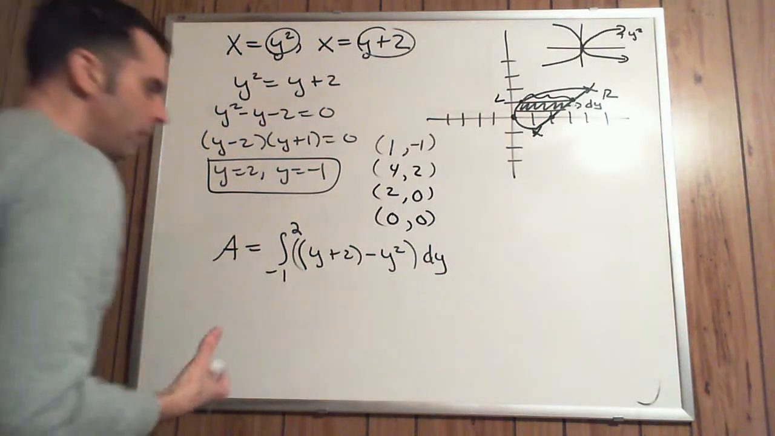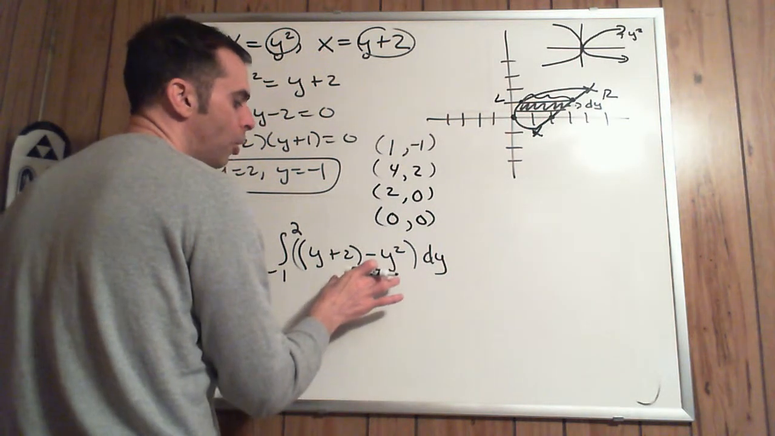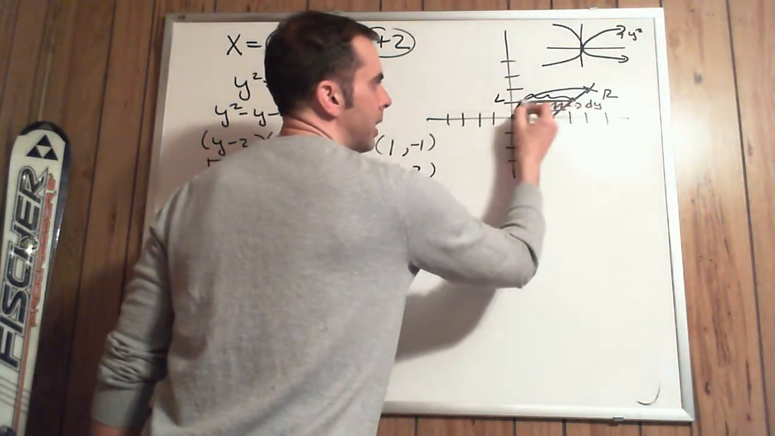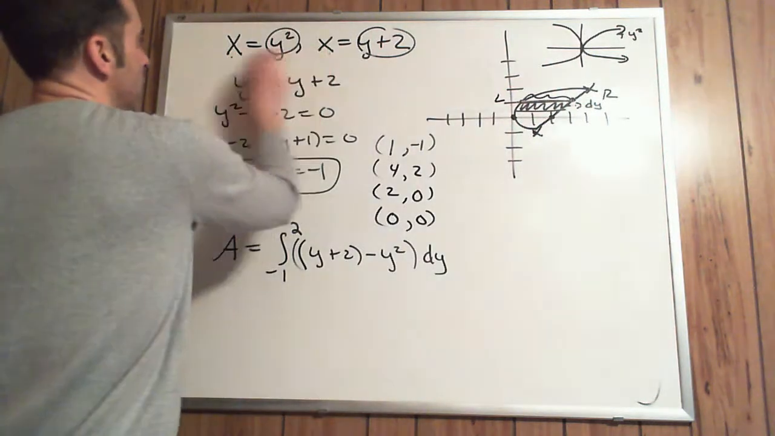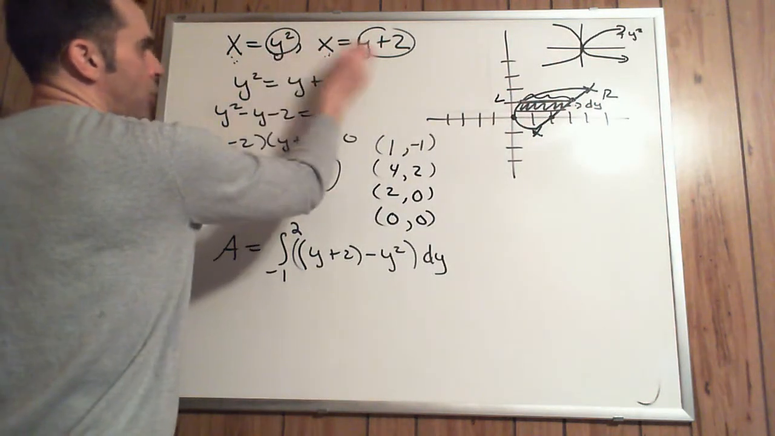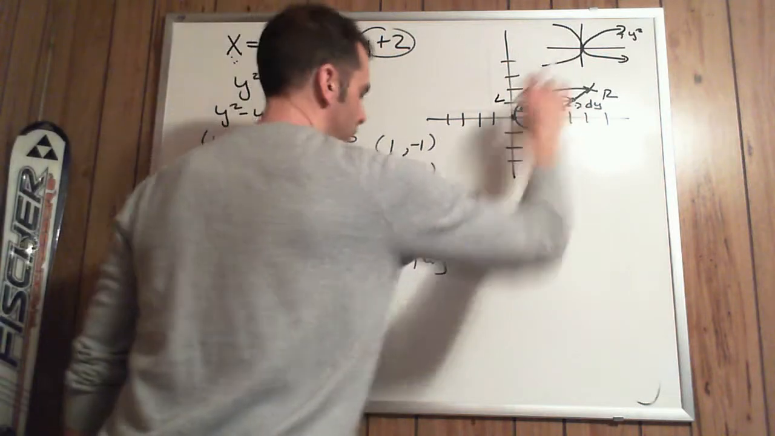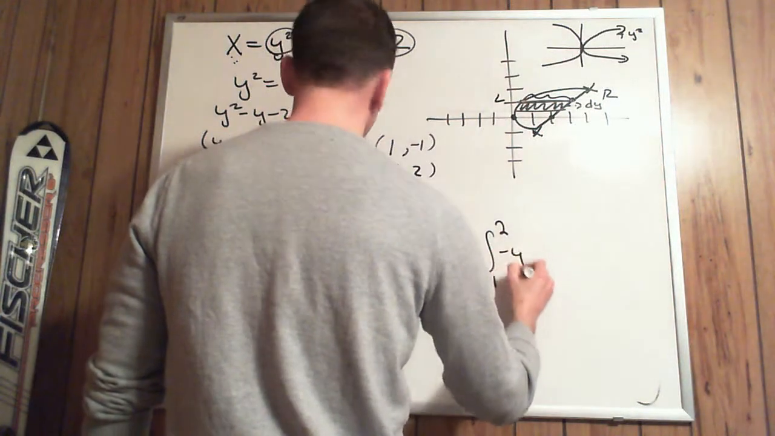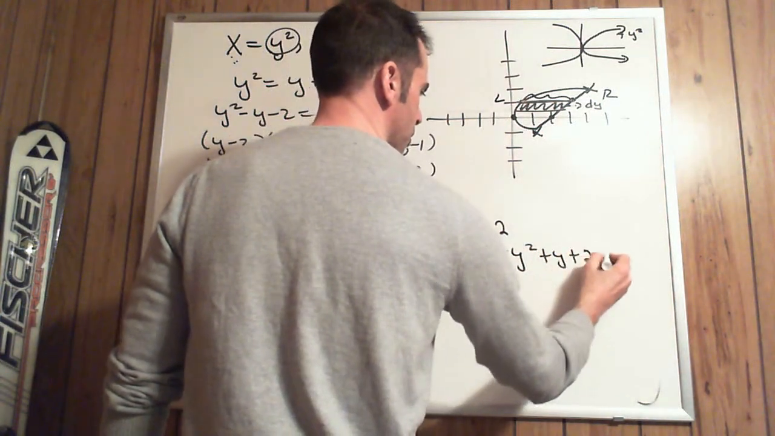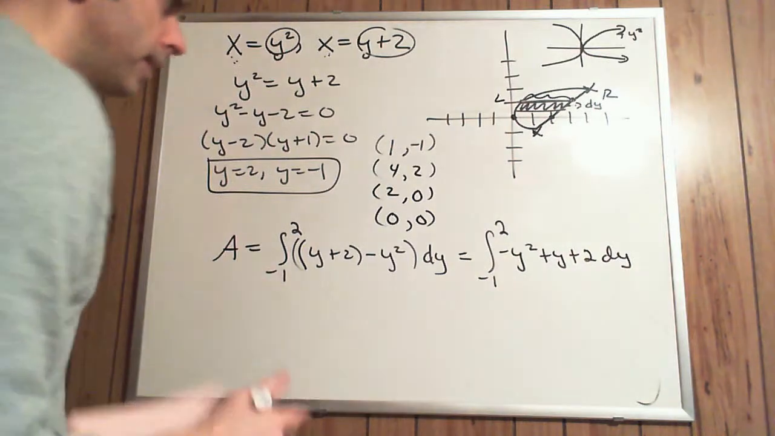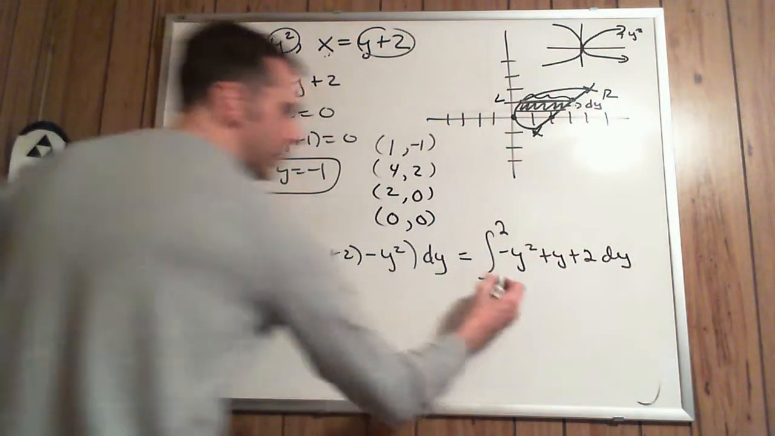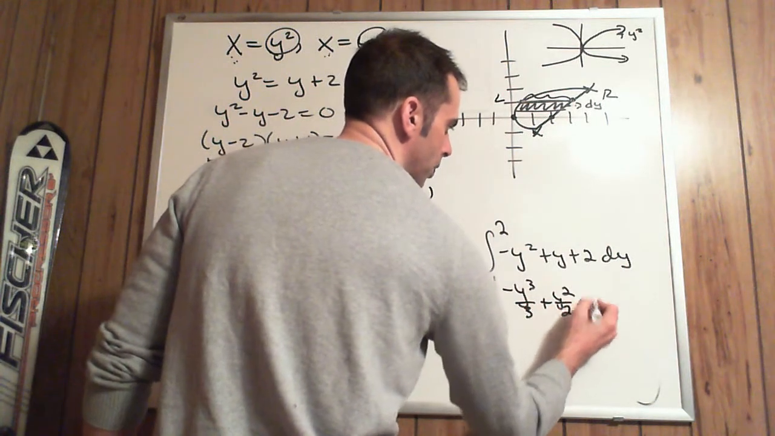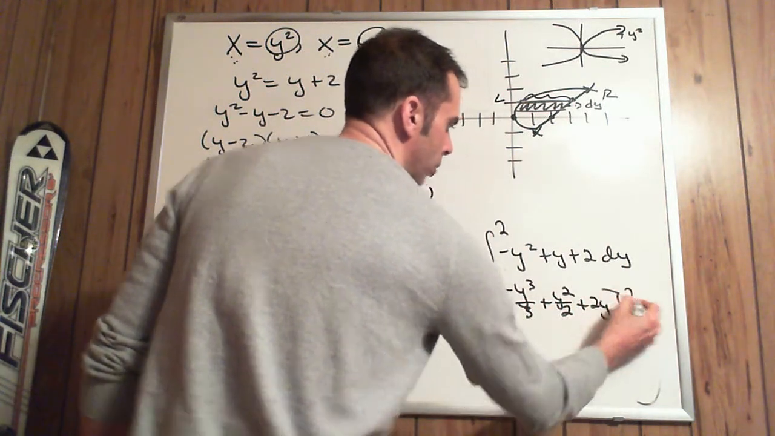So again, so you understand what you're doing, this here is now the width of each rectangle. The width of this is the difference in the x's, which are functions of y's. And the height here is the dy. So this here, if we clean it up, is the integral from negative 1 to 2 of negative y squared plus y plus 2 dy. And let's take that antiderivative to get negative y cubed over 3 plus y squared over 2 plus 2y from negative 1 to 2.